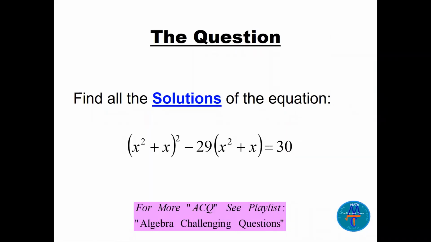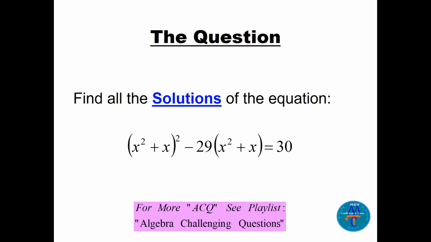This is another question of the Algebra Challenging Questions, where we have a quadratic in form question. We need to solve this equation, find all the solutions. Just have a look at the question and see what we can do.